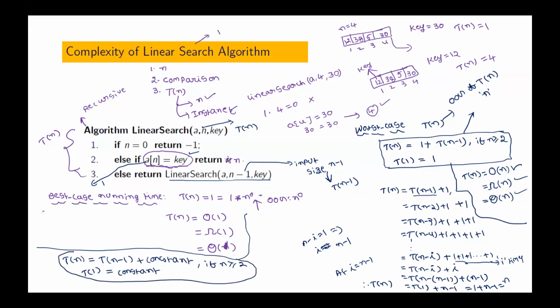Is it okay? T of n is T of n minus 1 plus constant. That is also correct. T of 1 is constant. That is also correct. But running time, is there any change? Running time, there is no change. Best case it is constant. Worst case it is n.